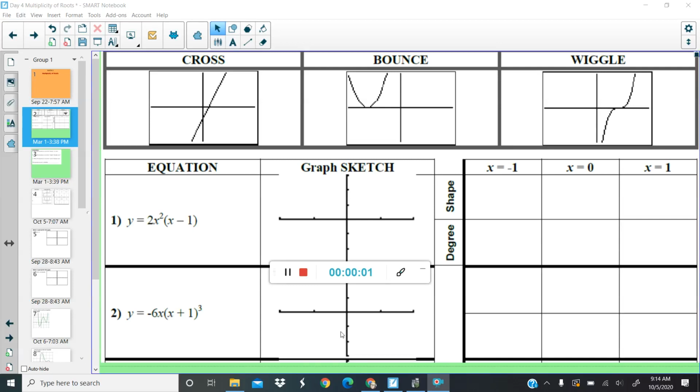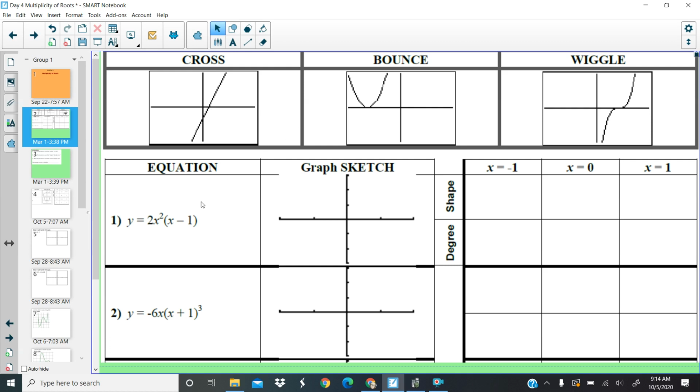Hey guys, today we are going to talk about something called multiplicity. Multiplicity looks at how different exponents on different factors affect how the graph looks at the zero that you get from that factor. We have a couple of different equations here and a few different shapes that we're going to look at on how it could possibly look at that zero.